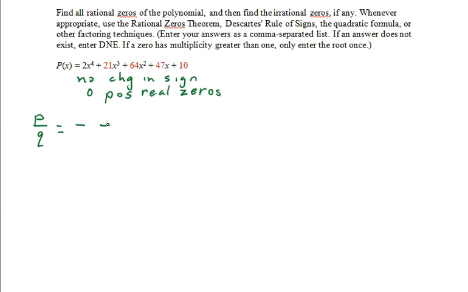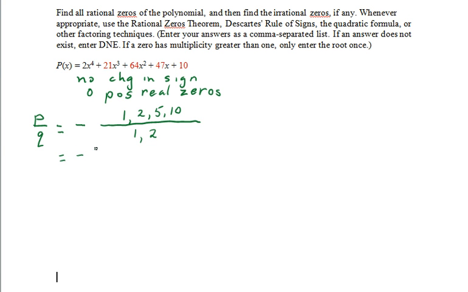And so we know that the only possible numerators are factors of the constant term, which is 10. So 1, 2, 5, and 10. And that the possible denominators will be factors of 2. So 1 and 2.